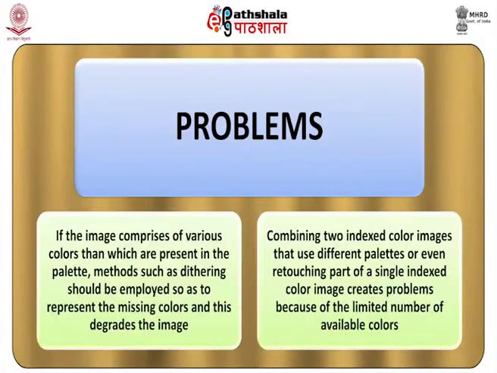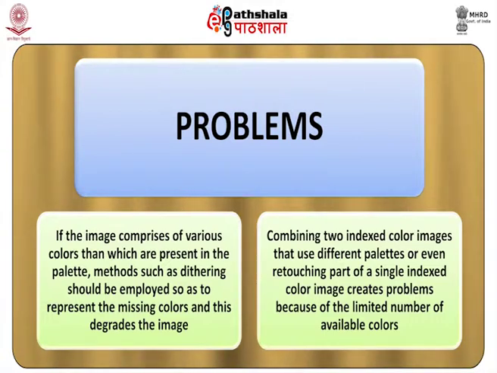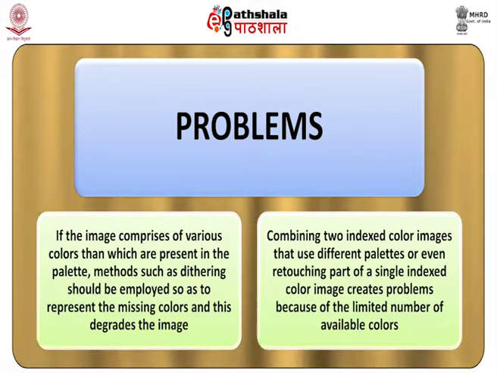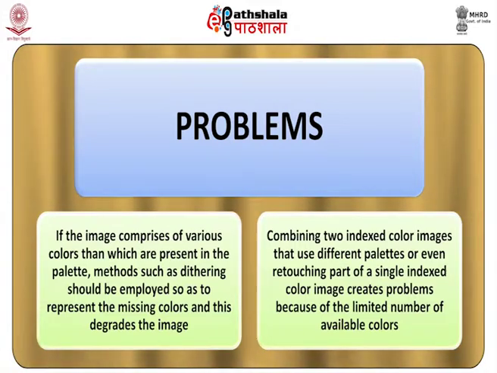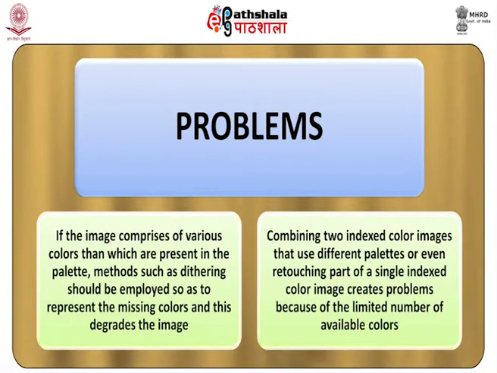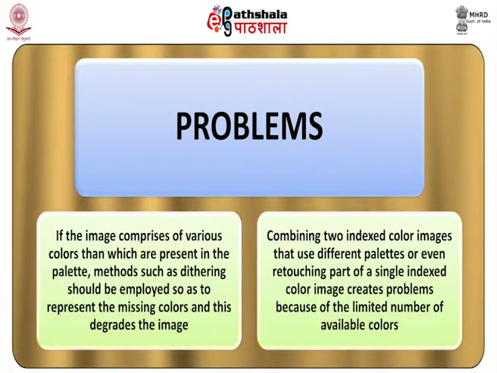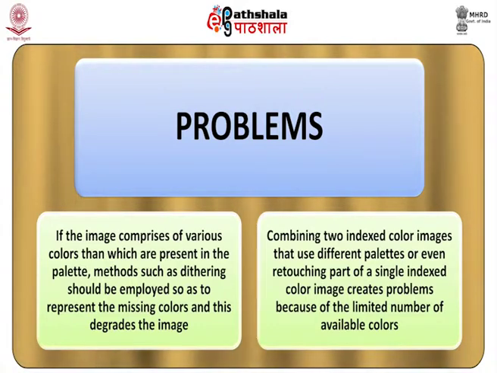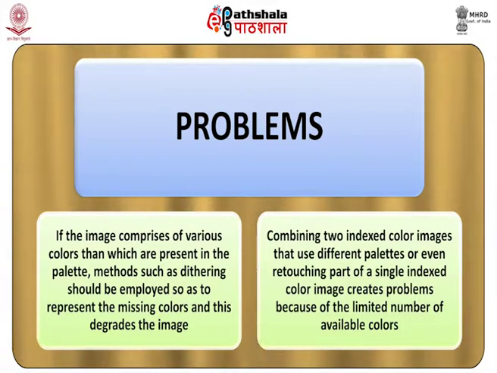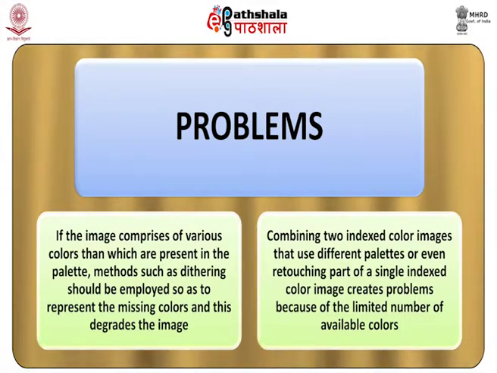There are several problems with using indexed color to represent photographic images. First, if the image comprises more colors than are present in the palette, methods such as dithering should be employed so as to represent the missing colors, and this degrades the image. Second, combining two indexed color images that use different palettes, or even retouching part of a single indexed color image, creates problems because of the limited number of available colors.